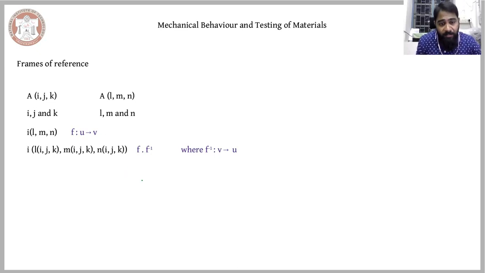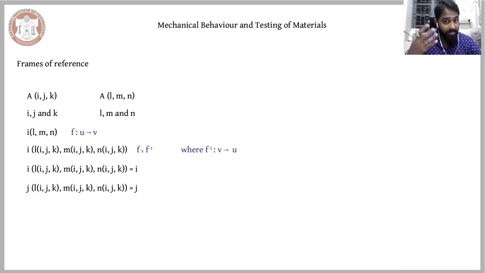So when I'm able to do the inverse of it, then when these two frames of reference are inverse of one another, I will be able to recover my I. And the same can be done for J, the same can be done for K. Now this indicates the two frames of reference are inverse of one another.